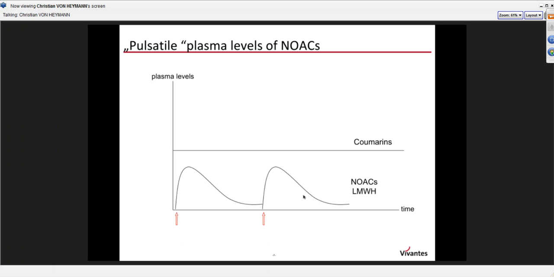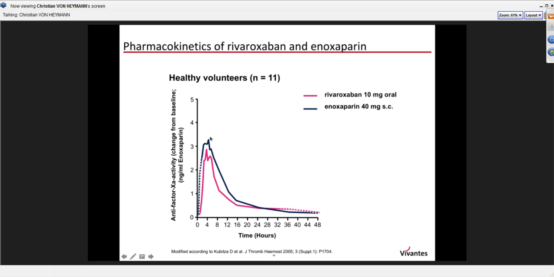And indeed, the plasma levels and the course in healthy volunteers, in patients without any kind of renal dysfunction, is quite similar between the drugs. This is a comparison between rivaroxaban and enoxaparin. What you see here is a very fast onset with plasma peak levels around 3 to 4 hours, and roughly 1 day after the intake, the drug is almost completely excreted, and this applies to both drugs.